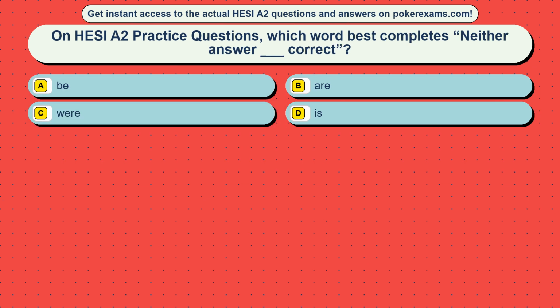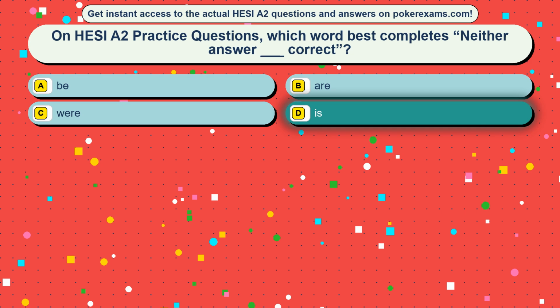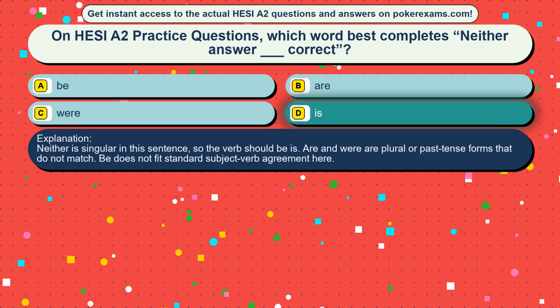Question 4. On HESI A2 Practice Questions, which word best completes the sentence: neither answer blank correct? Option A, be. Option B, are. Option C, were. Option D, is. The correct answer is option D, is. Neither is singular in this sentence, so the verb should be is. Are and were are plural or past tense forms that do not match. B does not fit standard subject-verb agreement here.